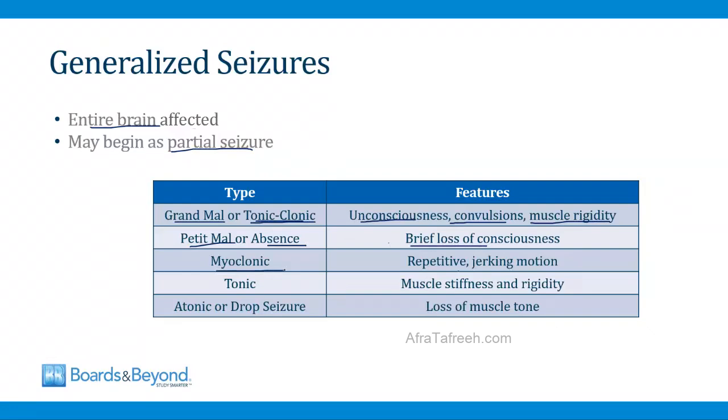A myoclonic seizure involves repetitive jerking motions of the muscles. A tonic seizure involves muscle stiffness and rigidity. And finally, an atonic or drop seizure involves loss of muscle tone. The muscles become flaccid and the patient drops to the ground.